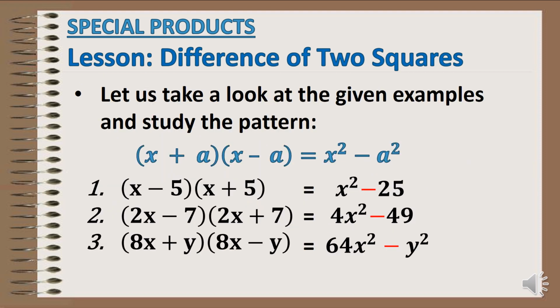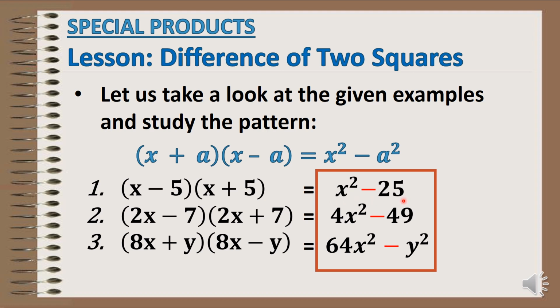Let us take a look again at the given examples and study the pattern. When the sum and the difference of a binomial are multiplied to one another, the product is the difference of the square of the two terms. Here, in the given example, we have the quantity of x minus 5 times the quantity of x plus 5. Following the pattern, we have to square the first term, which is x squared, and then copy the negative sign, and then square the second term, which is 5 squared, that is 25. So we have x squared minus 25.